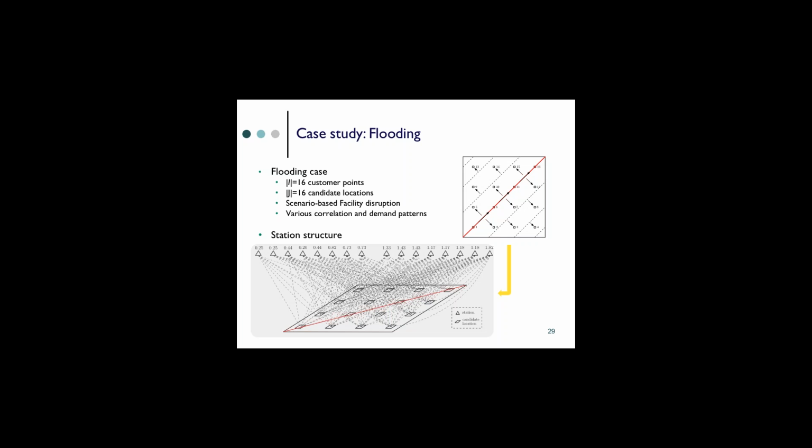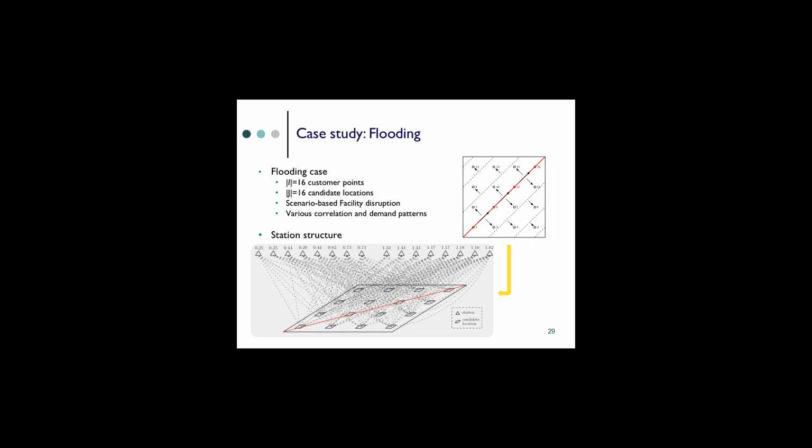For example, if the flooding happens here, then it will spread out in these directions. Then the facility locations in this direction will be positively correlated. But at the same time, if flooding happens here, the pressure will be released, and the possibility for the flooding to happen in this place will be smaller. So then these two locations exhibit a negative correlation.